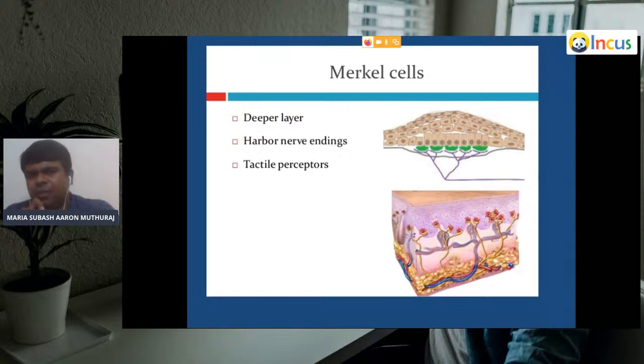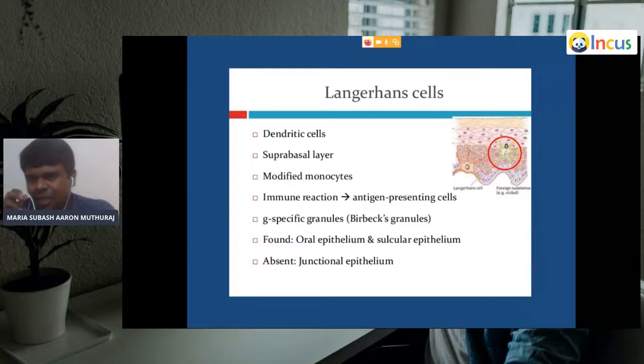Langerhans cell is a dendritic cell or antigen presenting cell. It is a modified form of monocyte. It also participates in immune reaction because it is an antigen presenting cell. It is present in the suprabasal layers. It is not present in the basal layer. It is also an important question. Langerhans cells are present in the suprabasal layer of the epithelium.